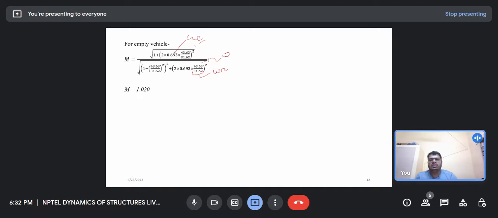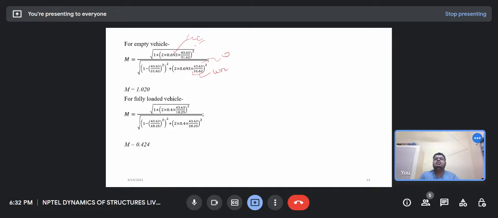And for the fully loaded vehicle, it is the same; we only have to change the damping ratio and the natural frequency. So that comes out to be 0.424. This is the transmissibility for the fully loaded vehicle, and the other is for the empty vehicle. Okay, is there any doubt in this?